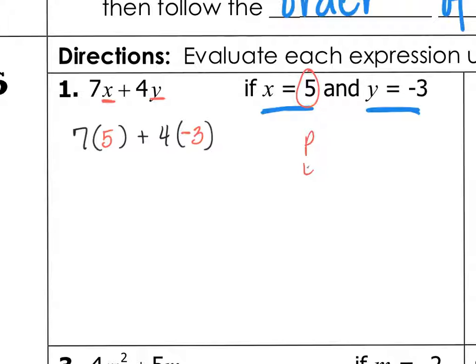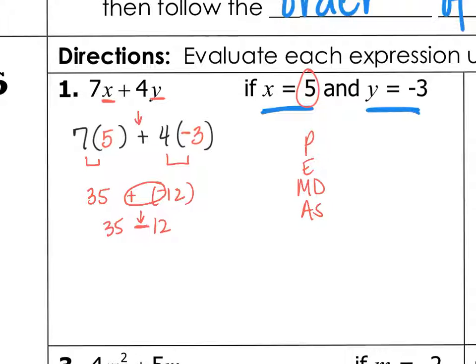Now I follow the order of operations agreement. So we will be multiplying before we add. So 35 plus -12, and plus negative is subtraction. So that is 35 minus 12. We don't do double signs, so a plus and a minus is a minus. Plus negative represents minus. And 35 minus 12 is 23. So now we have evaluated if x equals 5 and y equals -3.